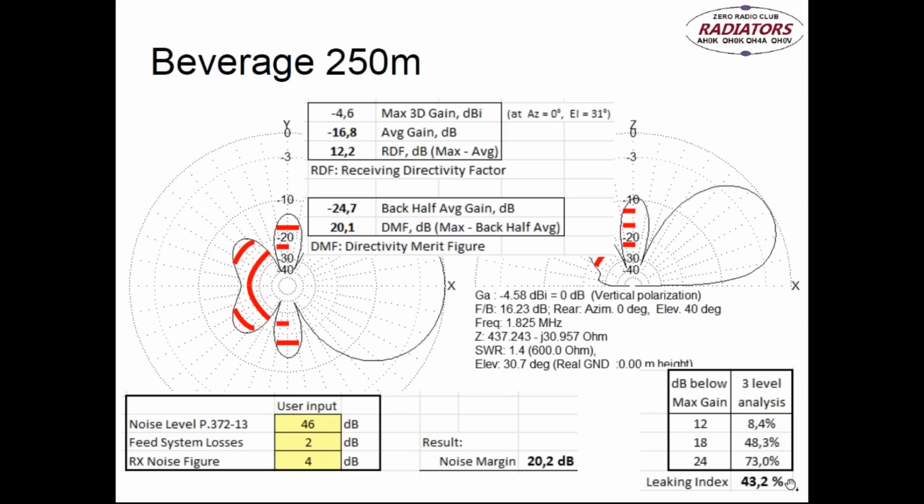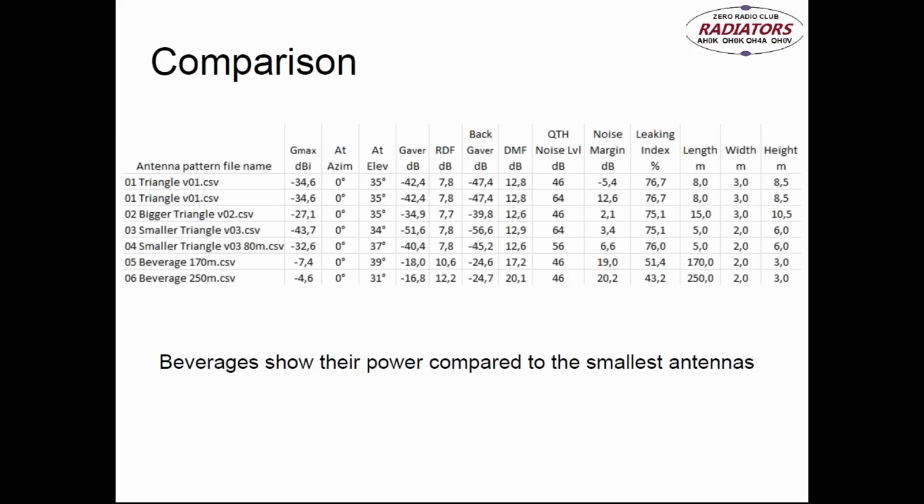This is much better antenna than the 170 meter long beverage. So this is now confirmed. But remember that this analysis or this model has been done on MMANA, which uses a little bit unorthodox ground model. So this is a theoretical model only. Not many antennas would function like this in real world. But anyway, now the beverage show their power compared to the smallest antennas possible.